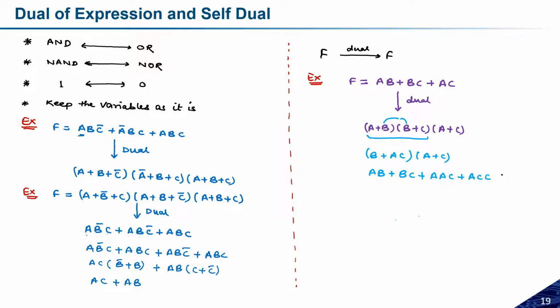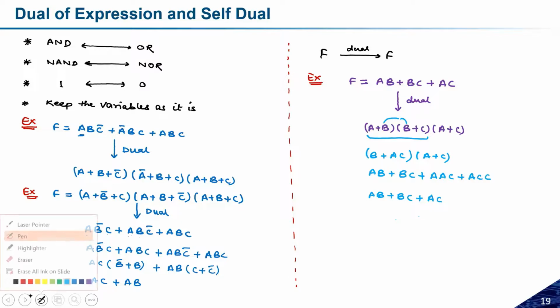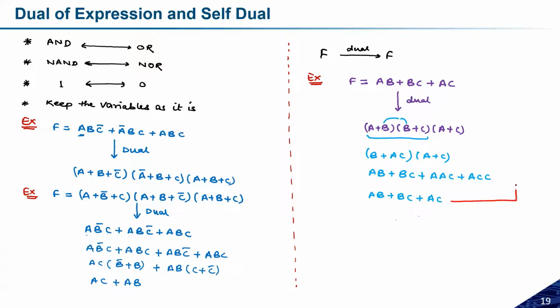Okay, so this is what AAC, that is nothing but AC, and ACC, this is also AC, and AC plus AC, that will give the AC. So in summary, I will get AB plus BC plus AC. And if we see here, after simplifying, the final expression I have is the same as what it was before. So these kind of functions are known as self-dual.